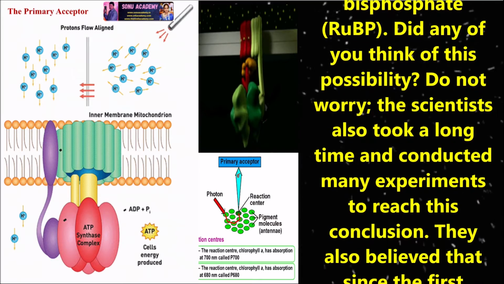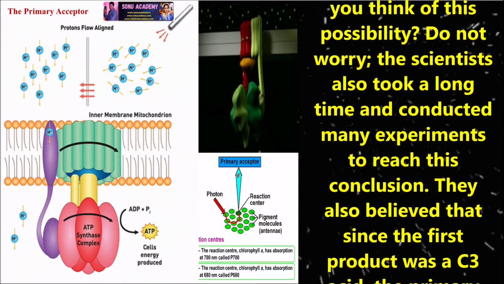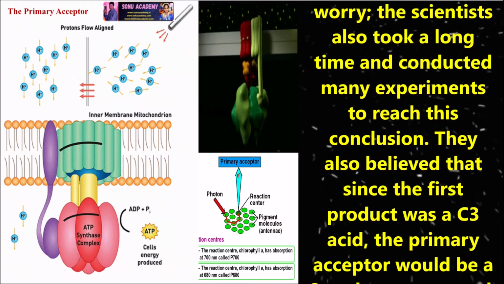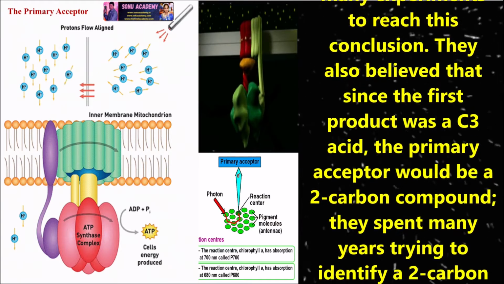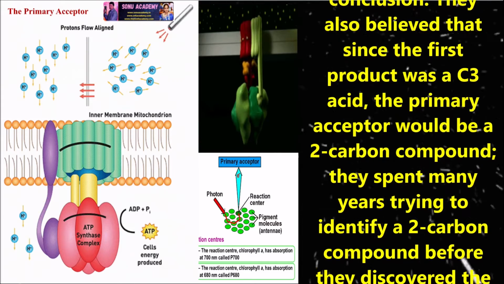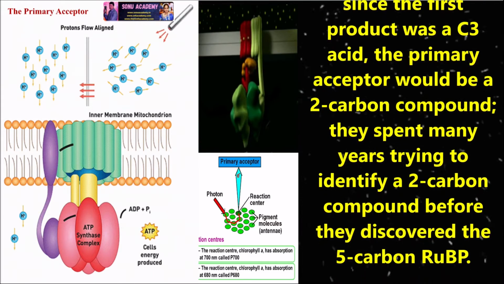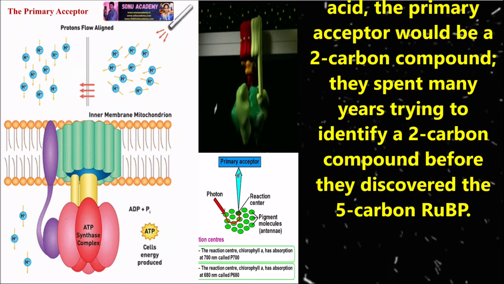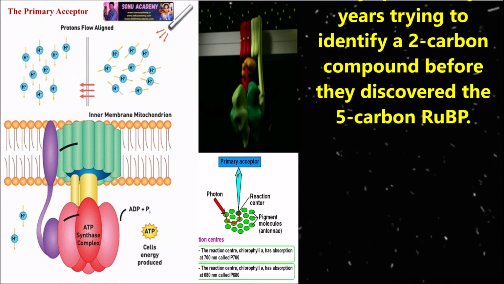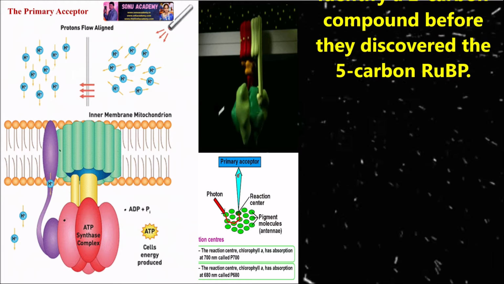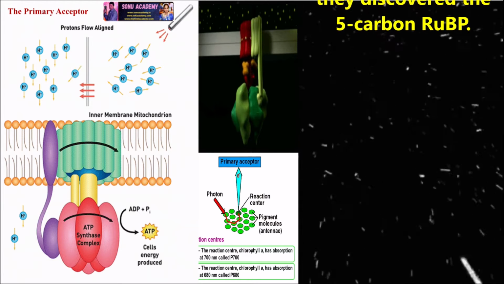Did any one of you think of this possibility? Do not worry, the scientists also looked a long time and conducted many experiments to reach this conclusion. They also believed that since the first product was a C3 acid, the primary acceptor would be a 2-carbon compound. They spent many years trying to identify a 2-carbon compound before they discovered the 5-carbon RuBP.